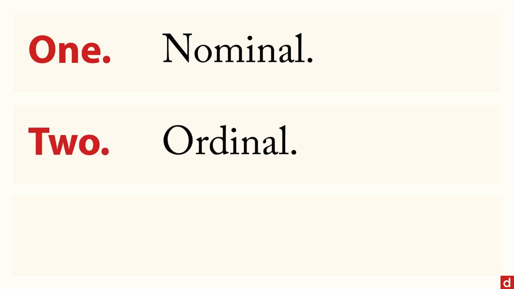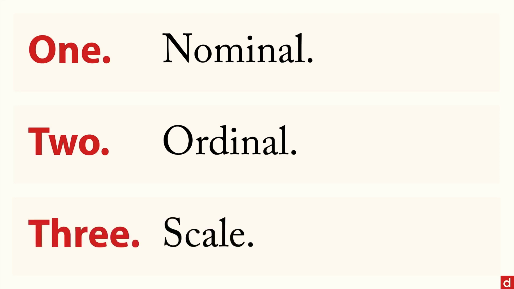Number 2 is ordinal for ranks. And number 3 is scales. That's for interval or ratio level measurements. And then when you're in the Graphboard templates, you have two basic choices.